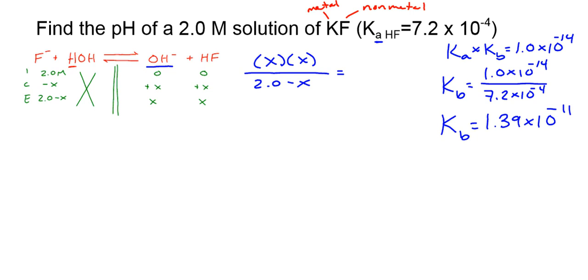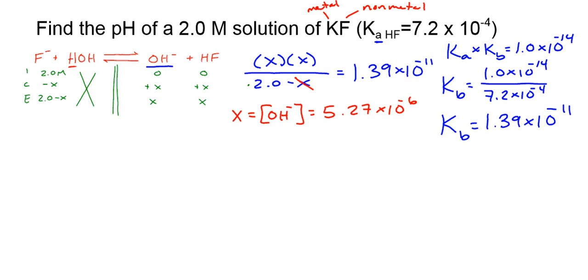So my Kb is 1.39 times 10 to the negative 11th, which will be utilized right there. Because my initial value is more than 100 times my Kb, I can cross off my X, and now my X is going to equal the concentration of my OH minus, which results in 5.27 times 10 to the negative 6. And now I just start rolling.